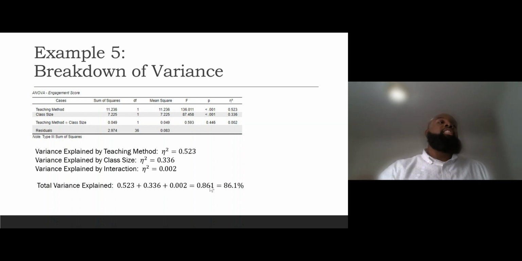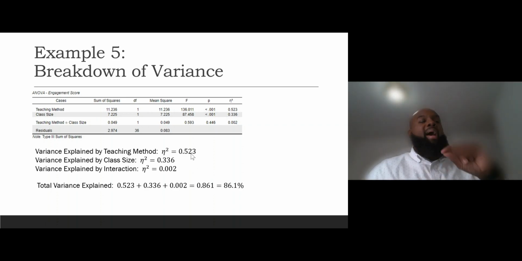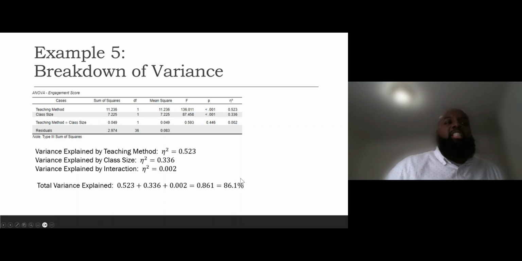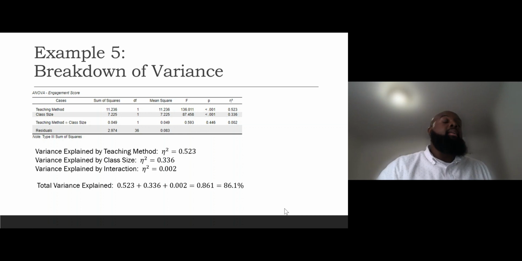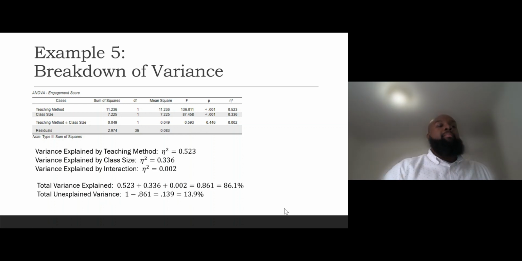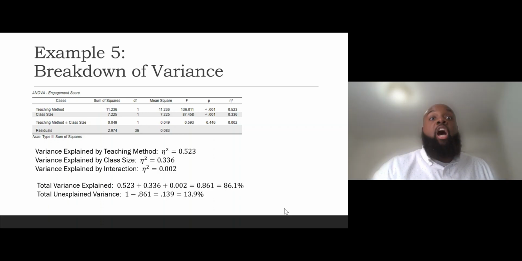And so had we just looked at teaching method, for instance, we would only be able to explain 52.3% of the variance. However, by adding class size as another variable that can explain variance, we're explaining a lot more of the variance in those student engagement scores. Well, if we have 86.1% of variance explained, and I do 100 minus 86.1%, we'll see that we have 13.9% of the variance left unexplained.